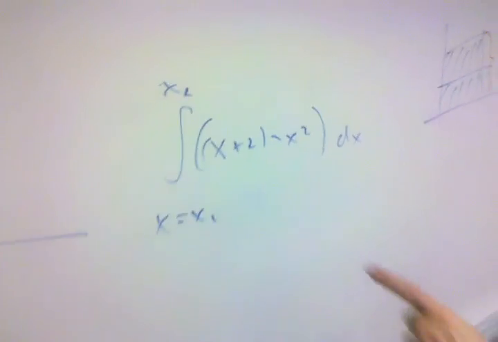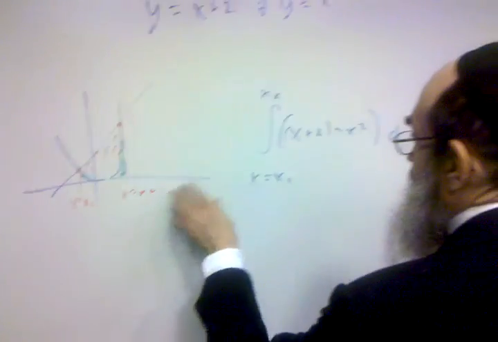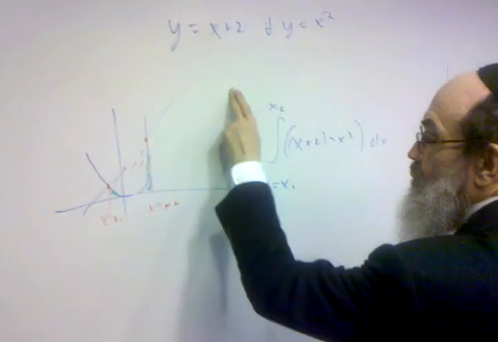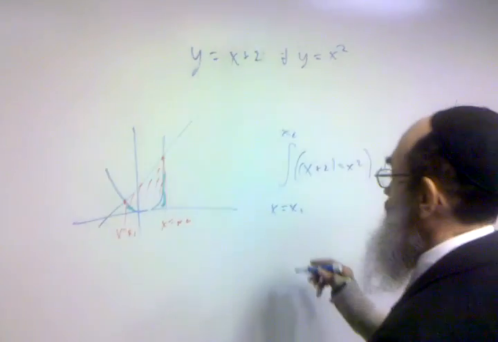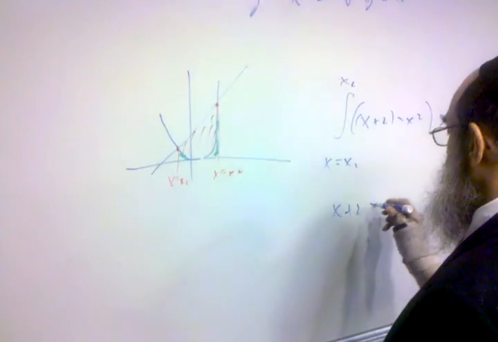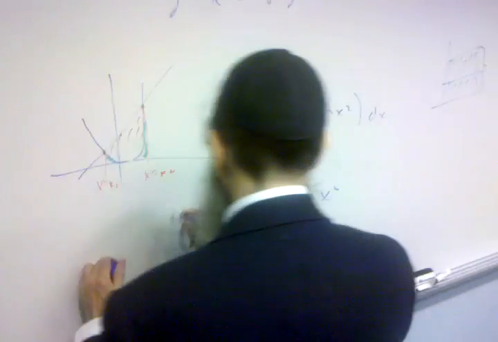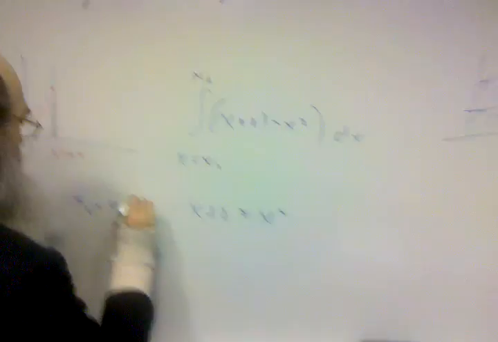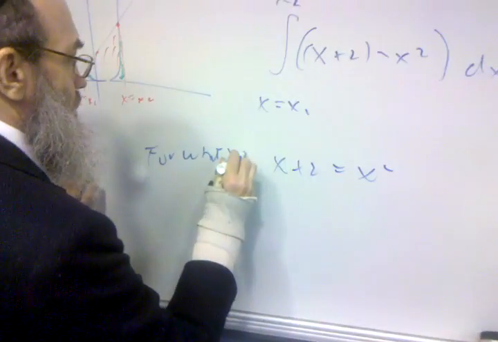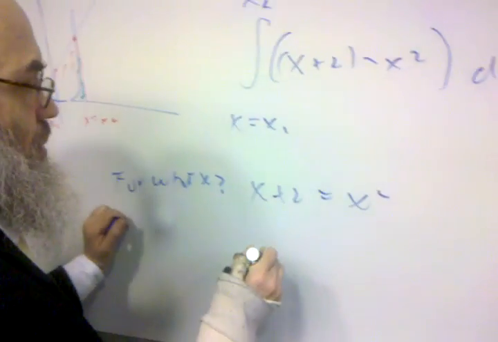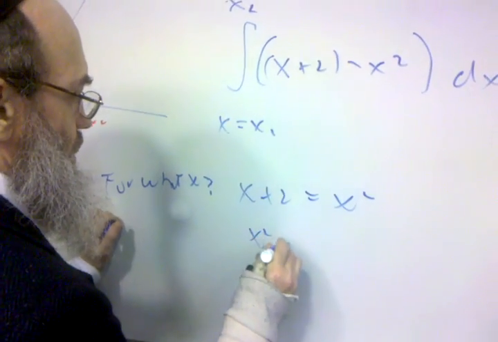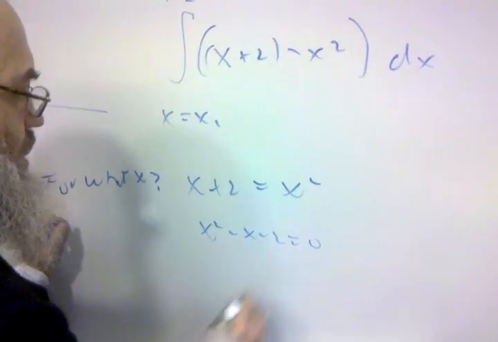Well, we first have to find these bounds to know where we integrate. I don't know when these two are equal. So I have to ask myself the question, when does x plus 2 equal x squared? For what x? And the two values are going to be x1 and x2. So this is an equation, x squared minus x minus 2 equals 0.